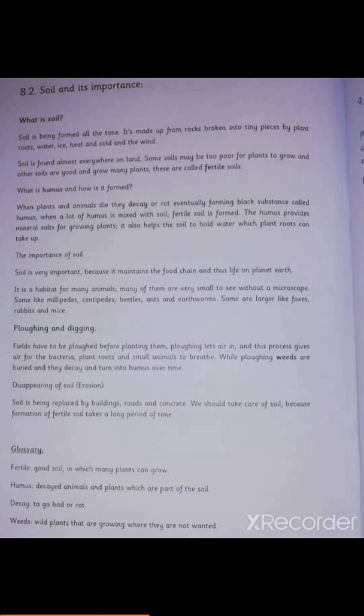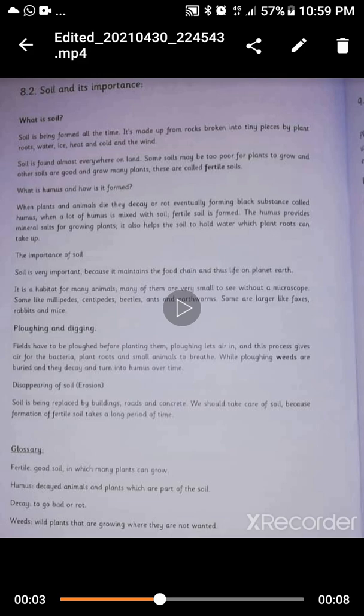Glossary. Fertile, good soil in which many plants can grow. Humus, decayed animals and plants which are part of the soil. Decay, to go bad or rot. Weeds, wild plants that are growing where they are not wanted.